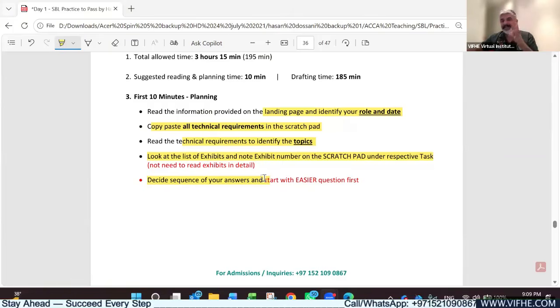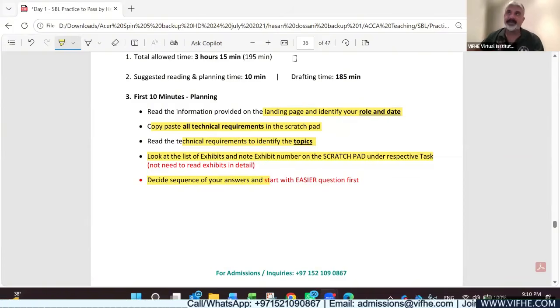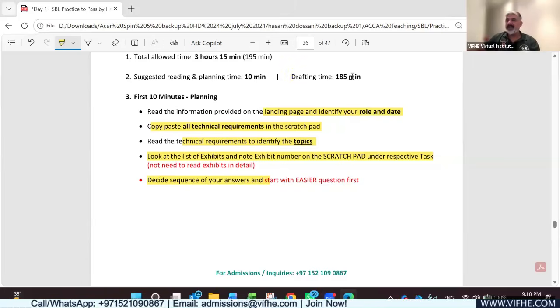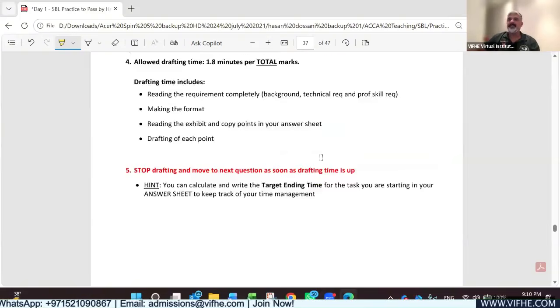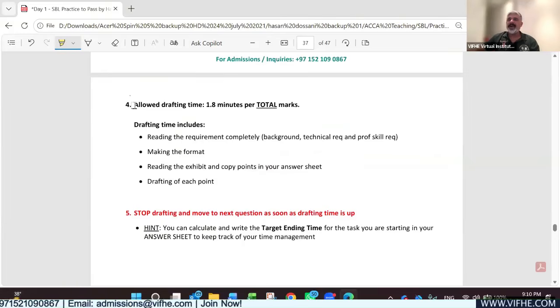Normally, this will take 6 or 7 minutes. And the earlier you do it, the sooner you can start the drafting, right? Okay, let's move on. So now regarding the drafting, what is the allowed time? I follow 1.8 minutes per total marks.